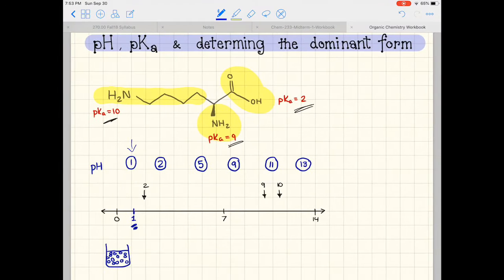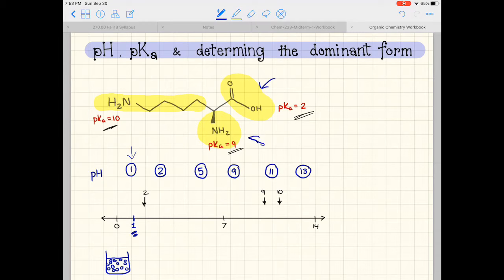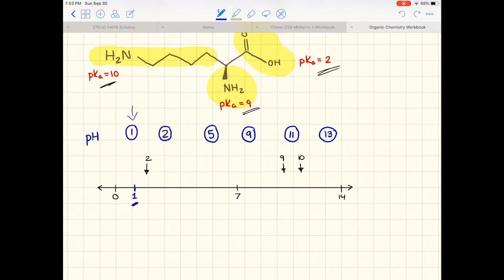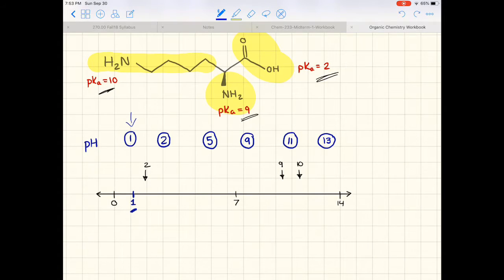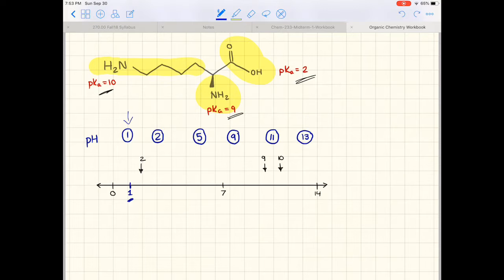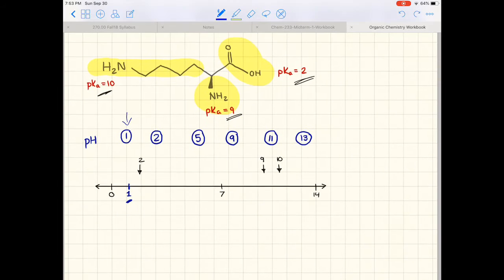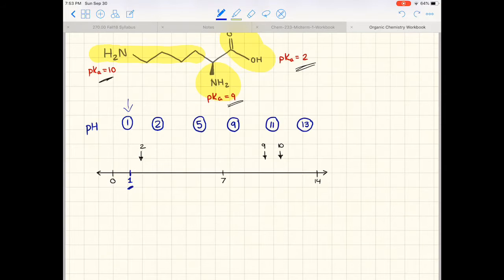This means that because there's already so many hydrogens in the surrounding, all of these functional groups have no reason to lose their hydrogens. They will not be contributing anything special to the solution because the solution already has so many hydrogens. Therefore, when the pH falls below the pKa value, the molecule or the functional group will retain its H and exist in its acidic form. Therefore, at pH 1, where the pH is below all three of the pKa values, all three of the functional groups will retain their H's.